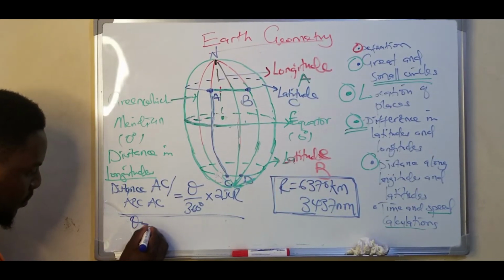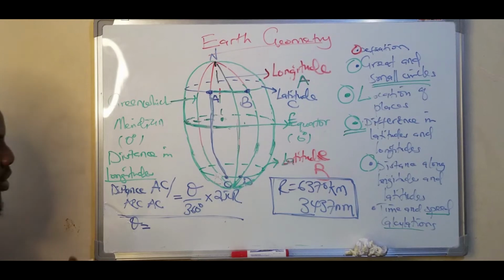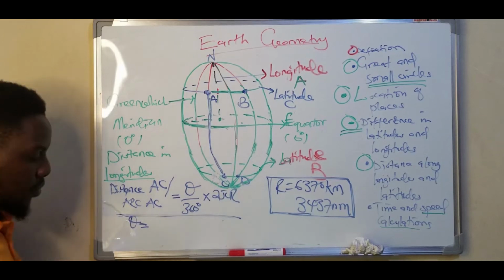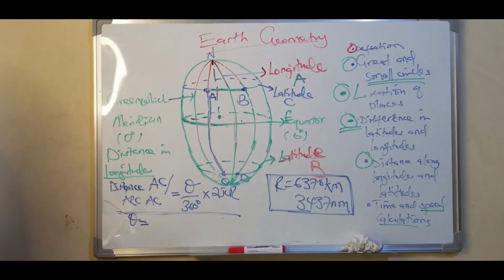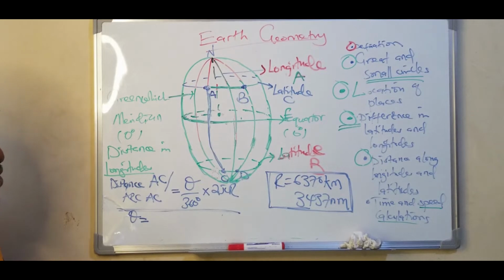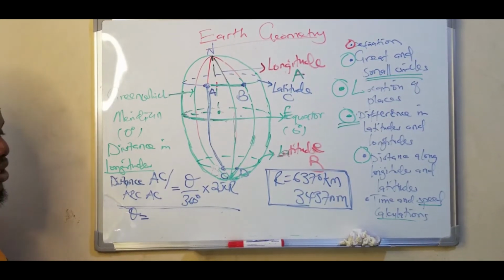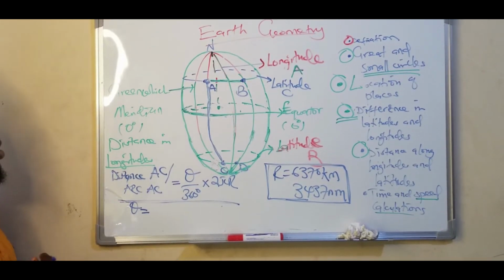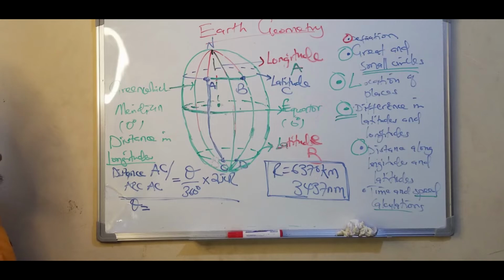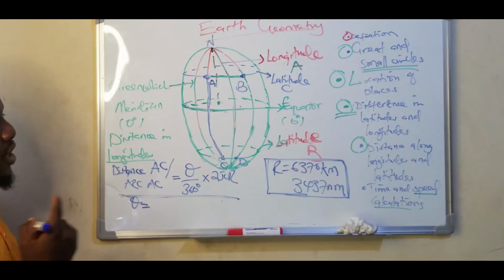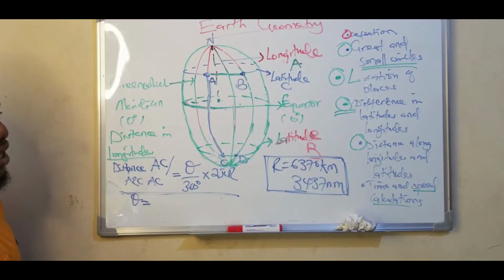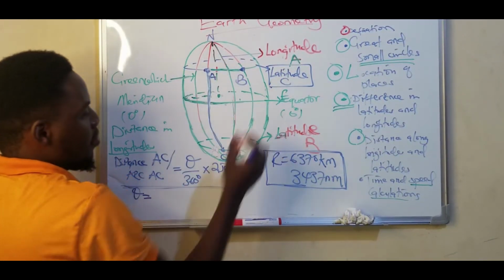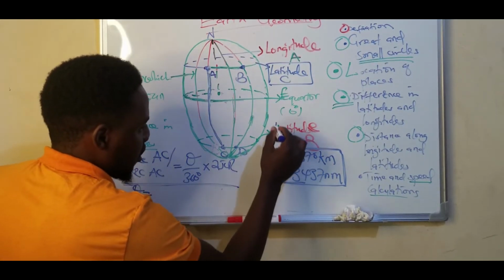What is theta? Before I explain what theta is, let's take a look at where point A and point C are. You will realize that point A and point C are on the same longitude. That's the reason why we are calculating the distance in longitude, or the distance between A and C, because they are on the same longitude. But you will realize that point A and point C are on different latitudes. Point A is on latitude C, point C is on latitude B.